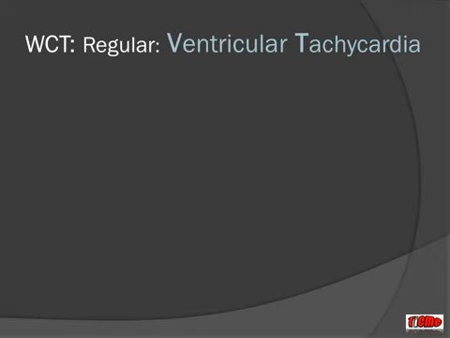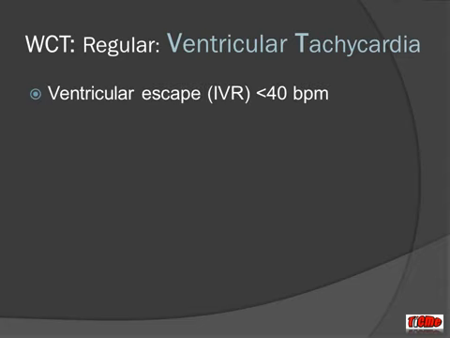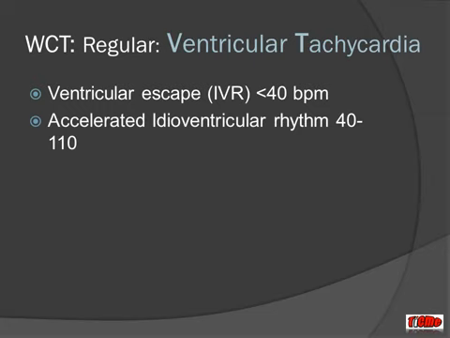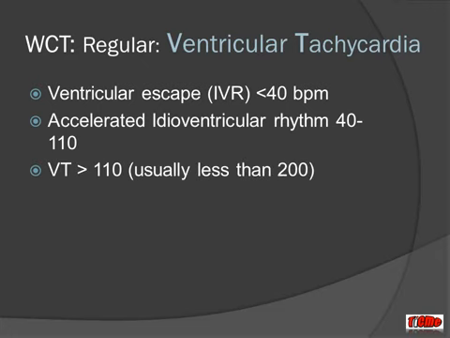Okay, so let's talk about ventricular tachycardia. When we classify ventricular rhythms, we basically use rate as our determinant. So a ventricular escape rhythm, or an idioventricular rhythm, has a rate less than 40 beats per minute, and AIVR, or accelerated idioventricular rhythm, has a rate of 40 to 110 beats per minute, and VT is usually classified as a rate more than 110 beats per minute.